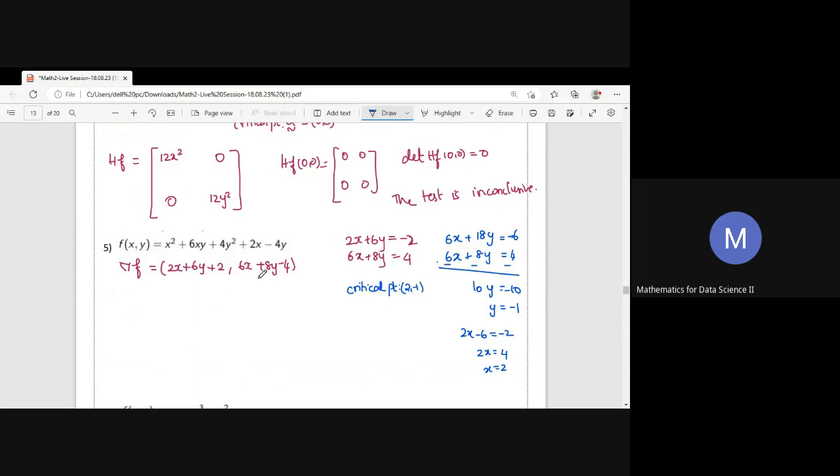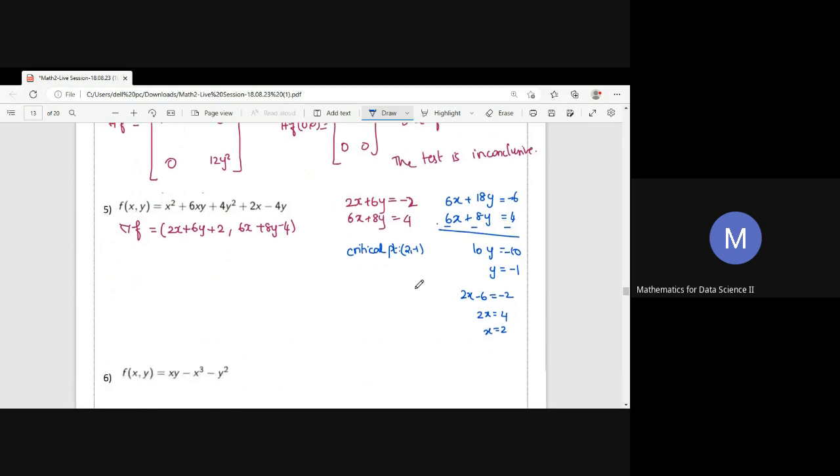And also, in finding the critical point, sometimes you have to solve a system of linear equations like this. And sometimes it need not be a system of linear equations. You have to solve some polynomial equations also. Okay. So we will see one by one. Now you have what is the critical point.